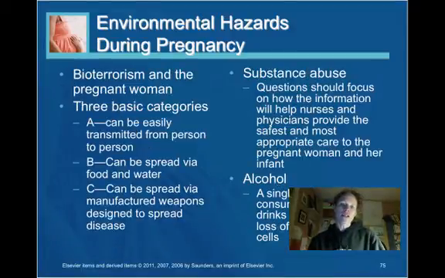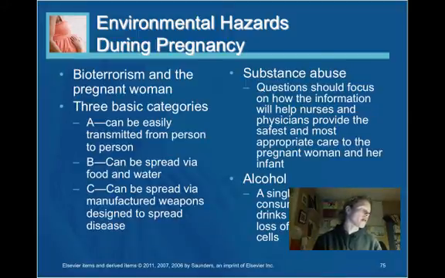Environmental hazards during pregnancy: bioterrorism in the pregnant woman. There are three basic categories in terms of thinking about bioterrorism. Things such as smallpox or anthrax can be transmitted from person to person. Other forms of bioterrorism can be spread via food and water supply. Some examples could be brucellosis or Staphylococcus enterotoxin. And the third type can be spread via manufactured weapons that are used to spread disease.